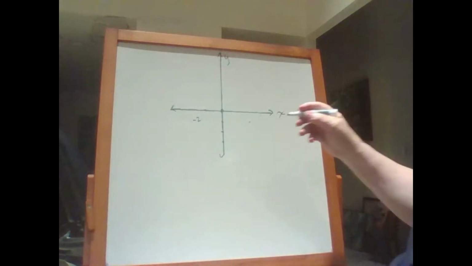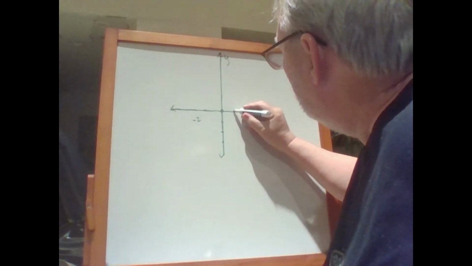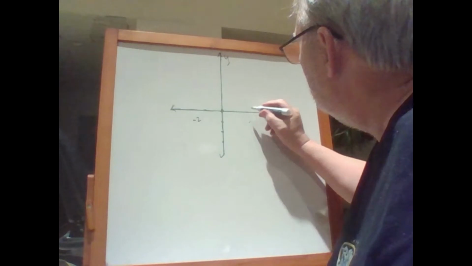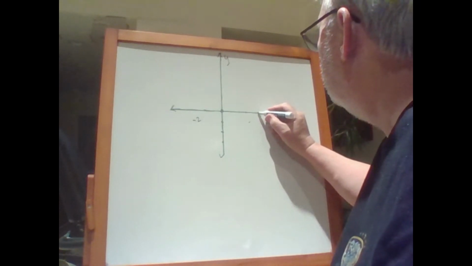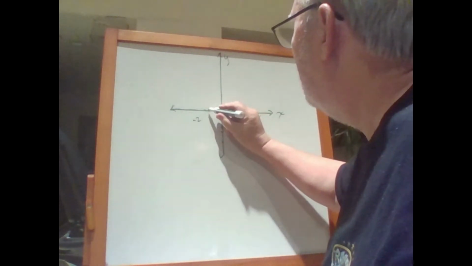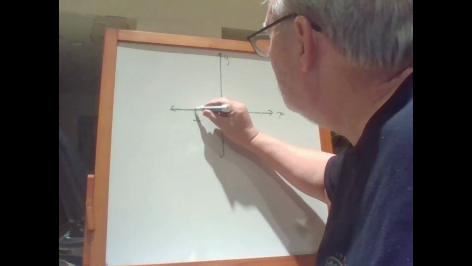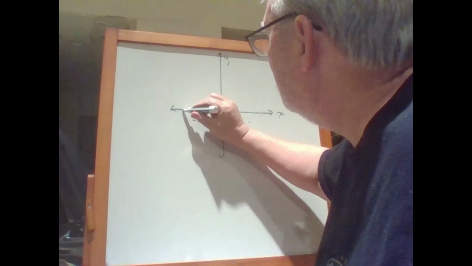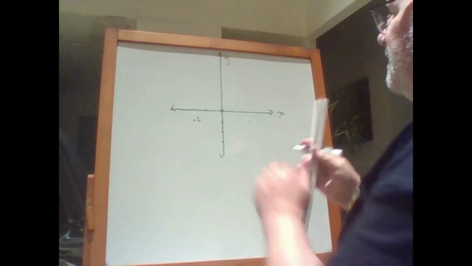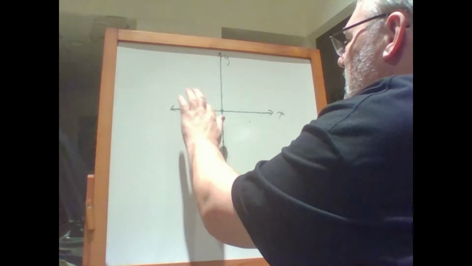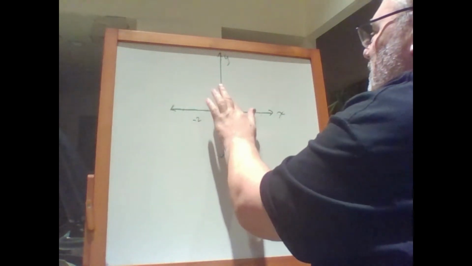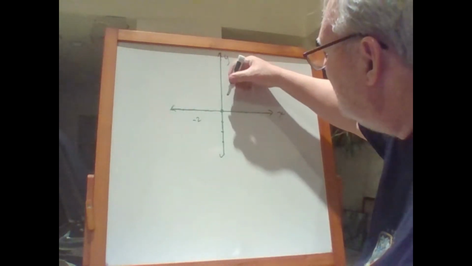All right, so we're going to say 1, 2, 3, -1, -2, -3. Get rid of this sloppiness.